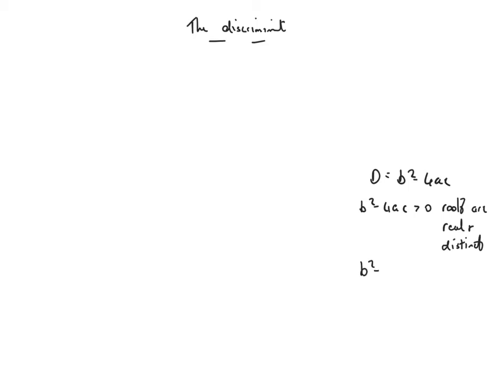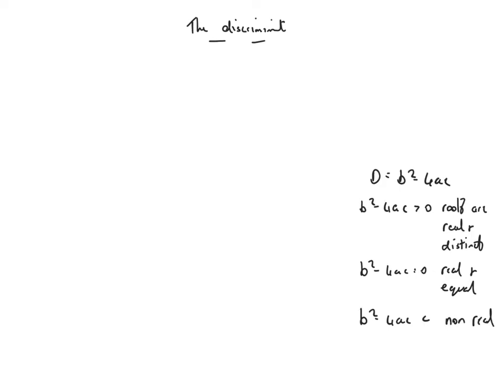When b squared minus 4ac, the discriminant, is equal to 0, that means roots are real and equal. So let's make sure we've got this down. And when the discriminant is less than 0, that means that the roots are non-real.